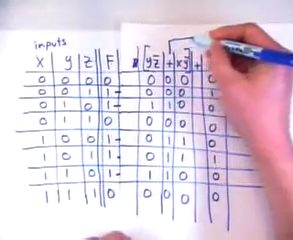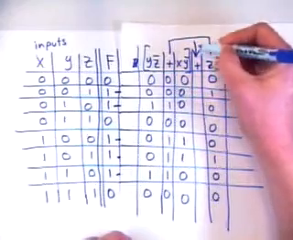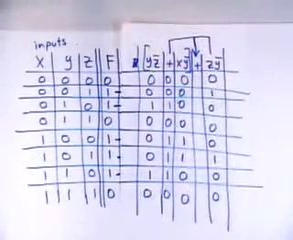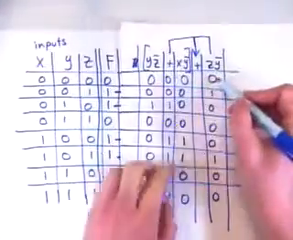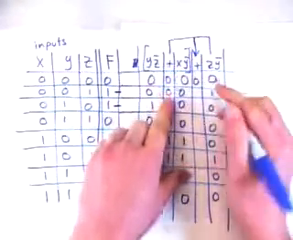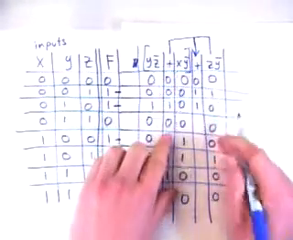And then I'm going to OR these 2 together, because I want to get this whole thing ORed together. So 0 or 0 gives me 0. 0, 1 gives me 1. 1 or 0 gives me 1.